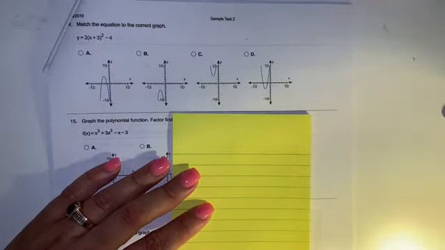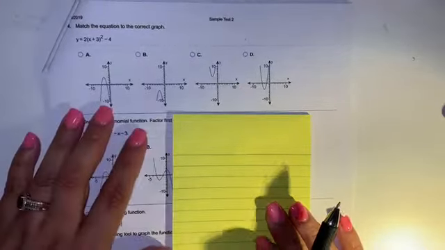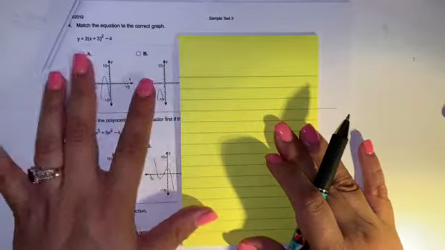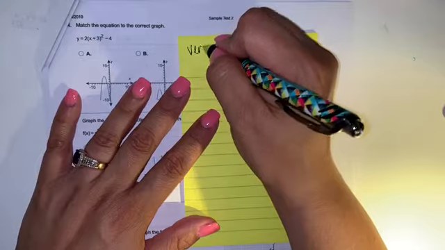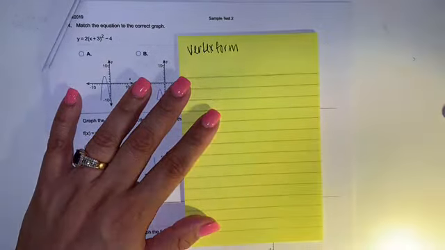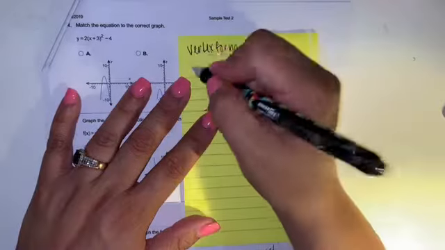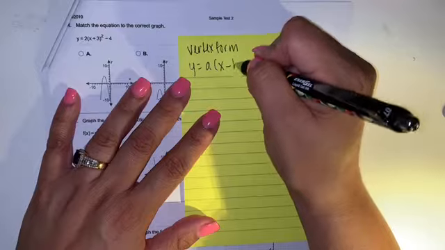14, match the equation to the correct graph. Y equals 2 times x plus 3 squared minus 4. So you have options A, B, and C. Before we look at that, we just need to understand what we're looking at in our formula. So this is called vertex form. And vertex form basically means that you have a structure of an equation that's going to help you define your transformations.